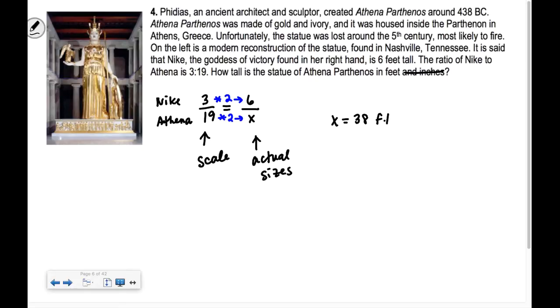So that's why I was like, oh, it's just feet. It's not feet and inches. So she's 38 feet tall, which is taller than this building. It's very tall. All right, quick break.